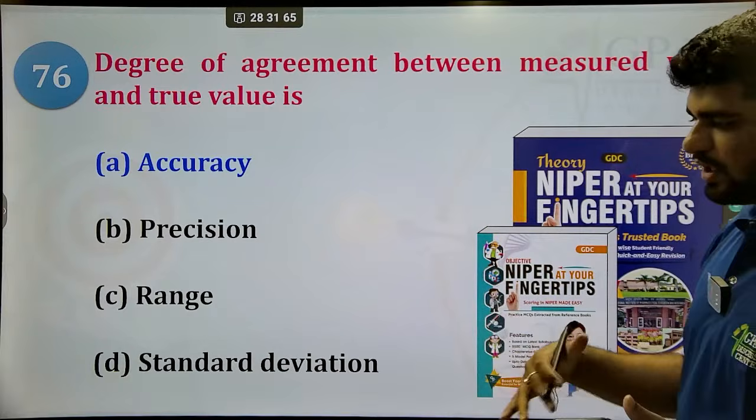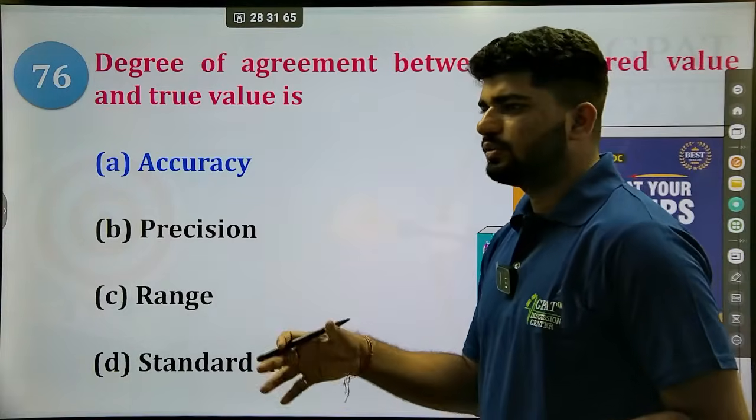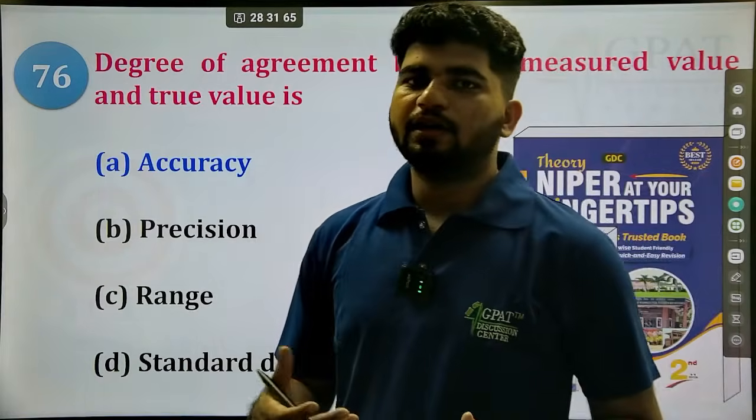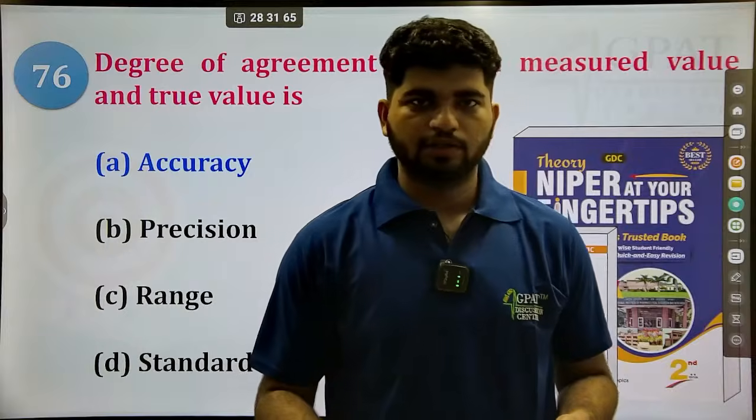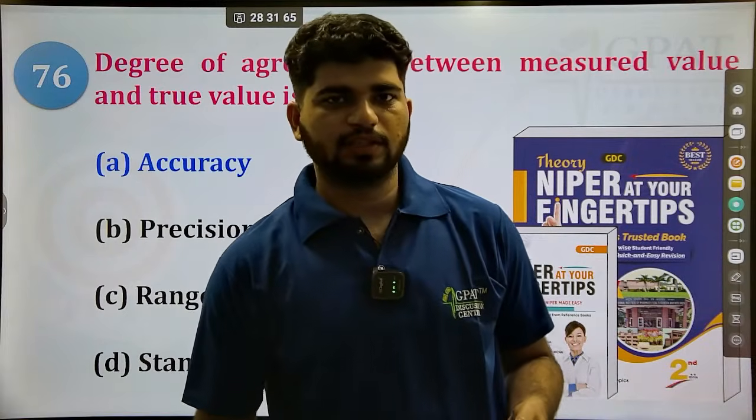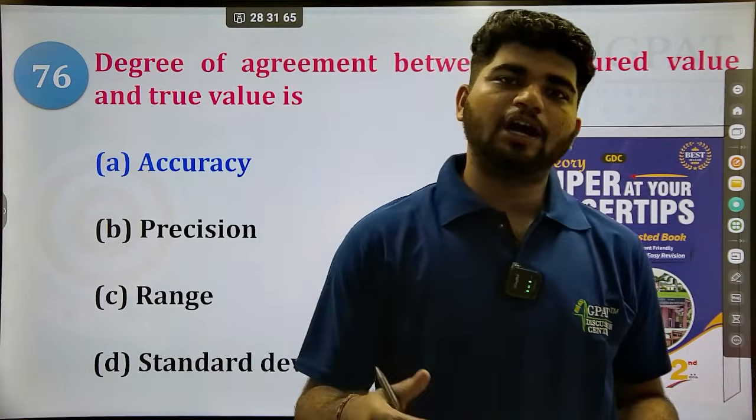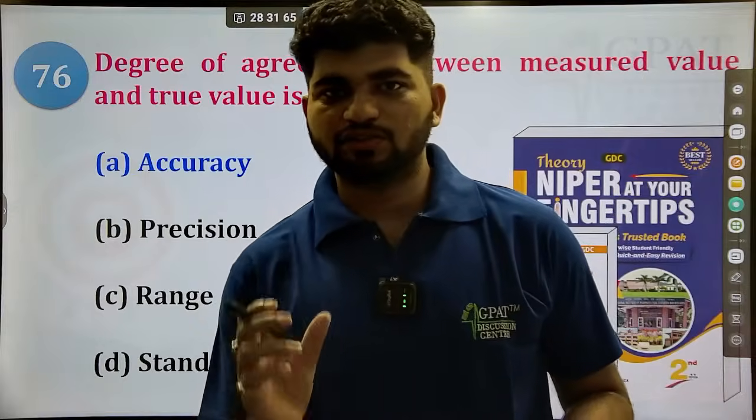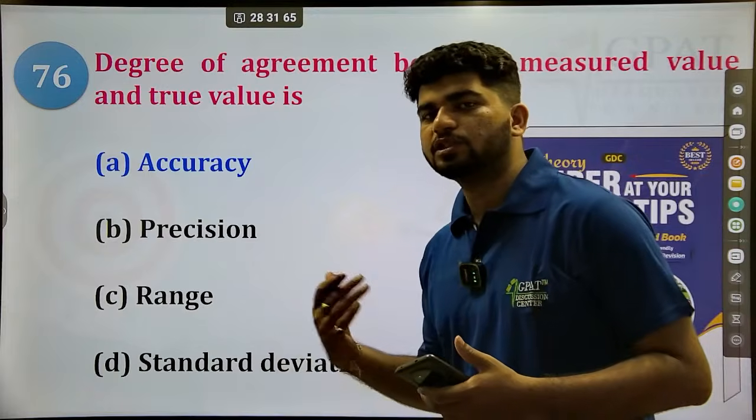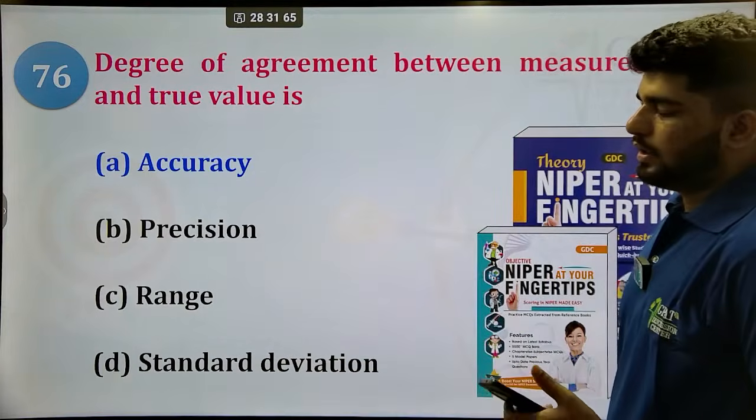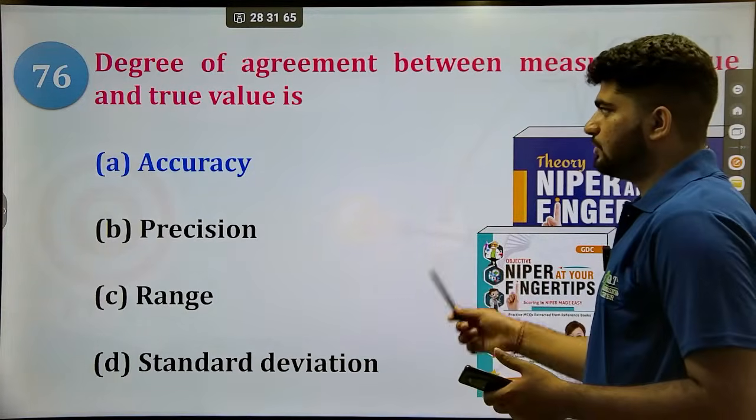You know, how much you are near to the standard value, that is your accuracy. For example, the marks for your NIPER is 100. So out of 100, how much marks you are getting, that defines your accuracy of correct answer. How much questions you are attempting and out of which, how much you are going right, that is your accuracy.